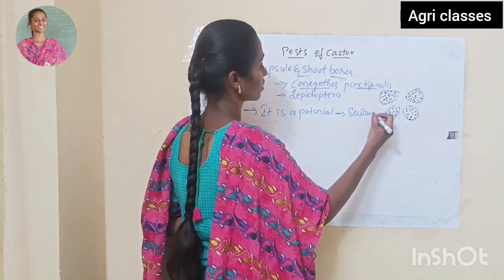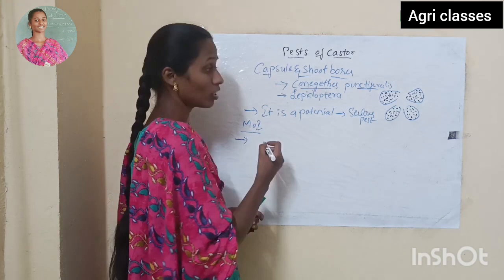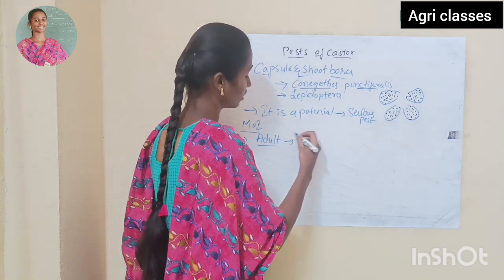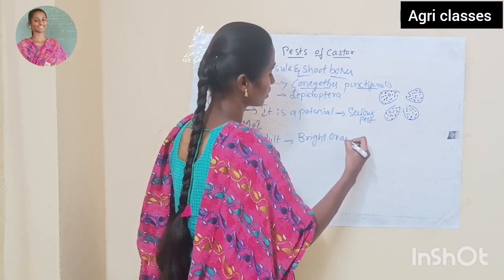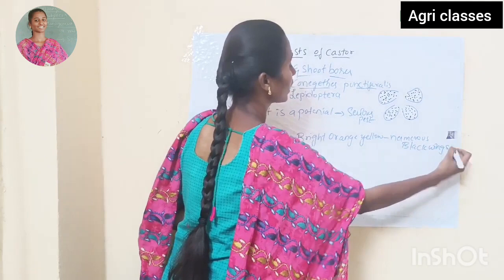Okay, so it is not monophagous, it is polyphagous. And here, first of all, how we will identify the adult and larva. First of all, the adult has bright orange yellow color wings, and numerous black spots on the wings. Here in the picture we can observe numerous black spots on the wings.